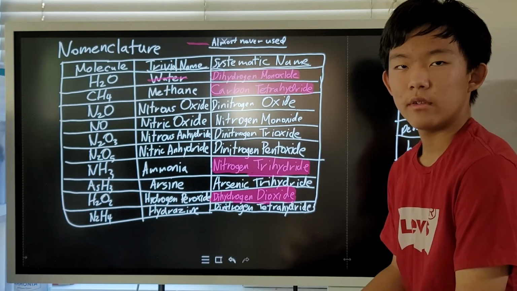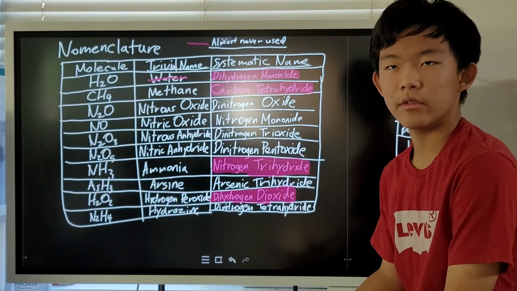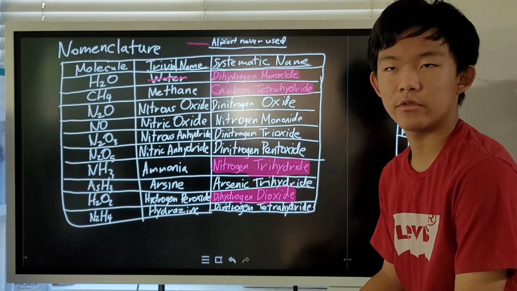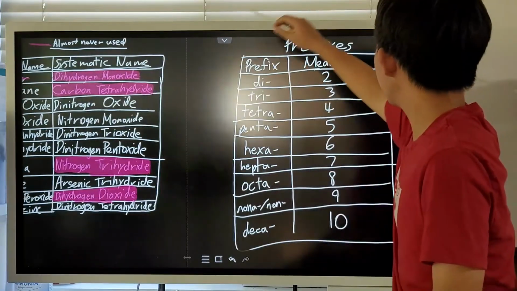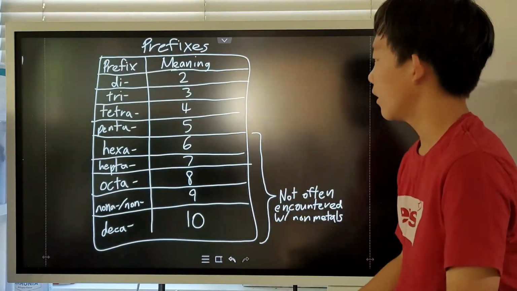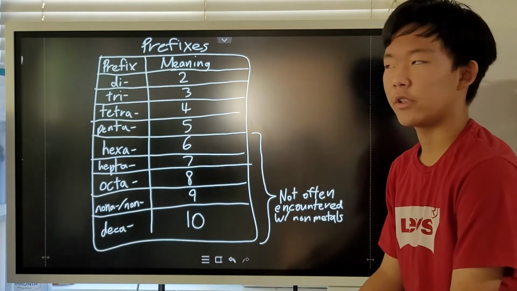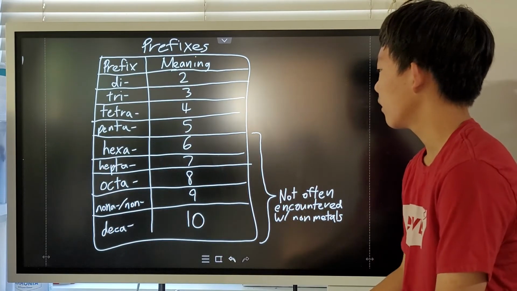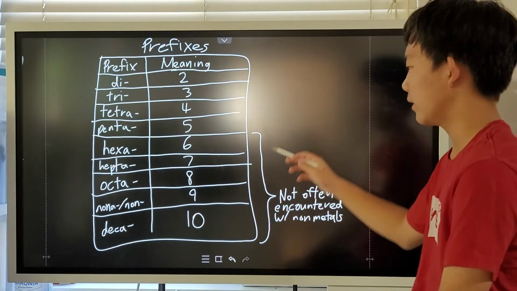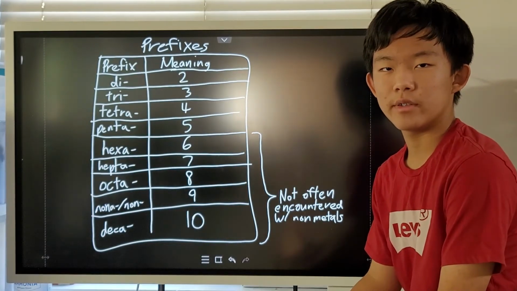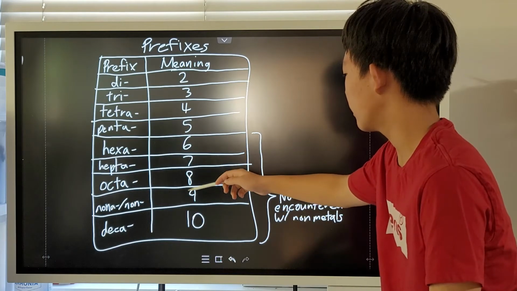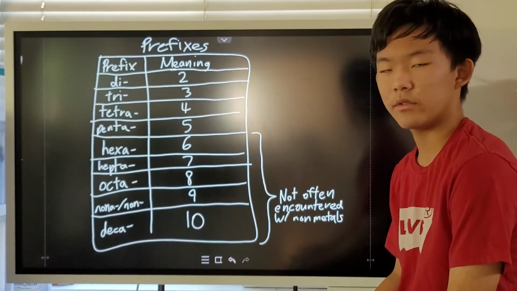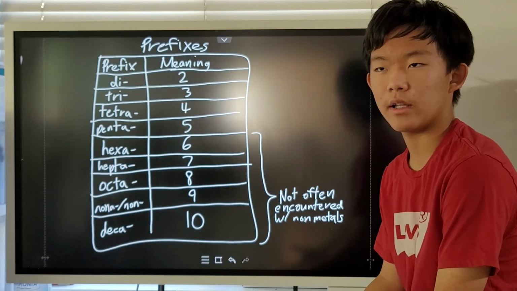Now also, just like ionic compounds, we also use the prefixes like di, tri, and tetra. And you actually already have a video on that, but I made another chart just for refreshment. Also, this right here means that based on my experience, these 5 prefixes, hexa, hepta, octa, nona, and deca, aren't too commonly used in nonmetals, as far as I know.